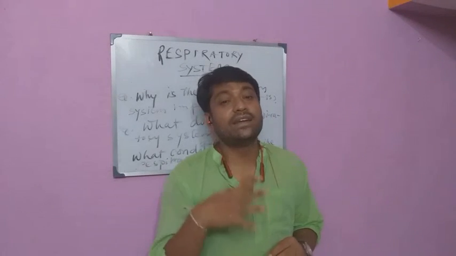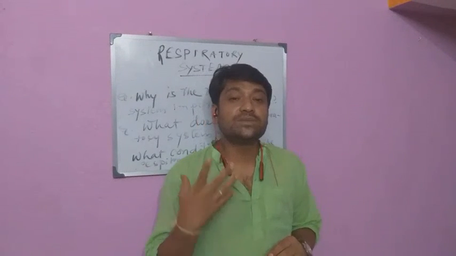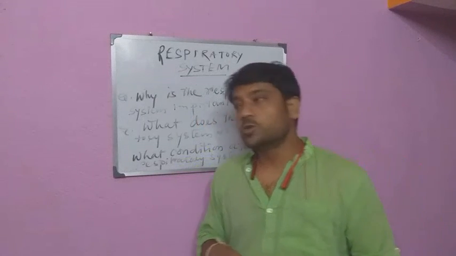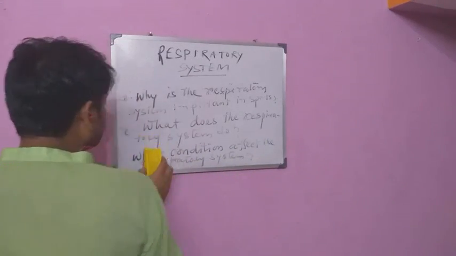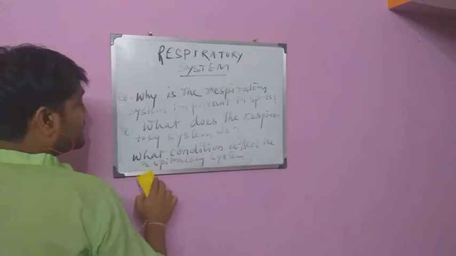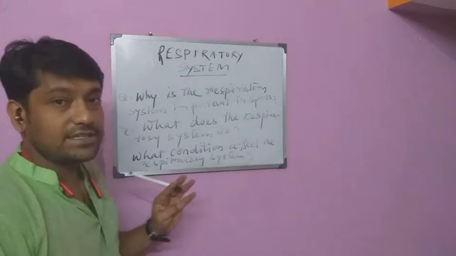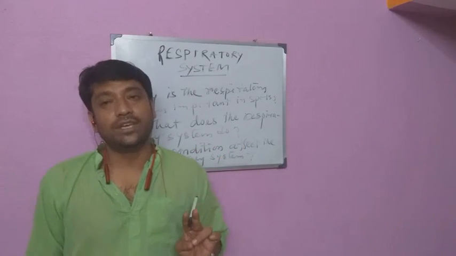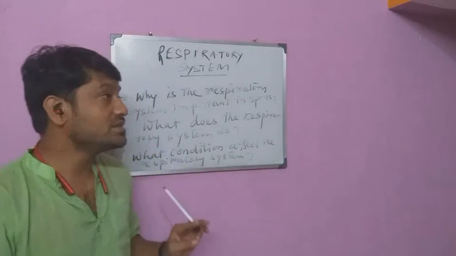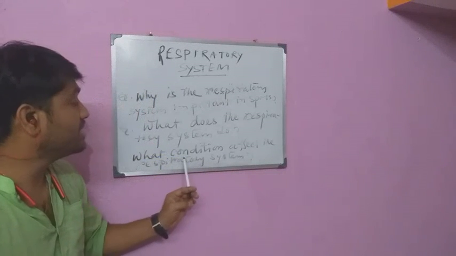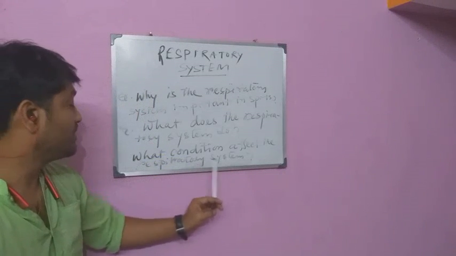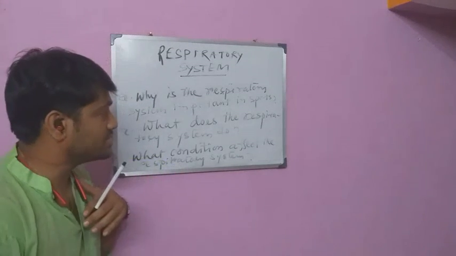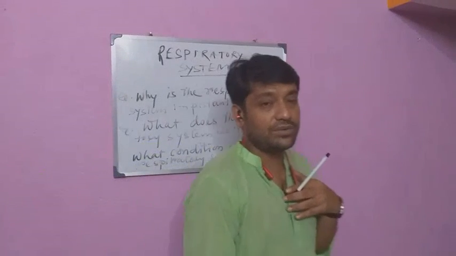Understood? And damage, look, damage to the respiratory system can cause breathing problems. So look students, what conditions affect the respiratory system? Allergies, asthma, infection, disease, aging, damage. These are all conditions that affect the respiratory system. Understood?